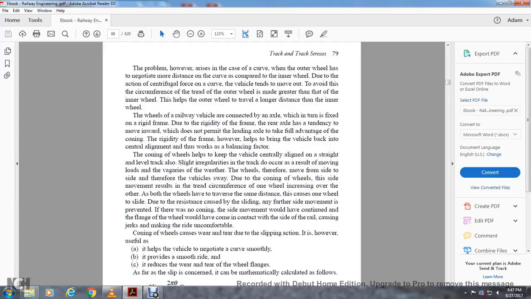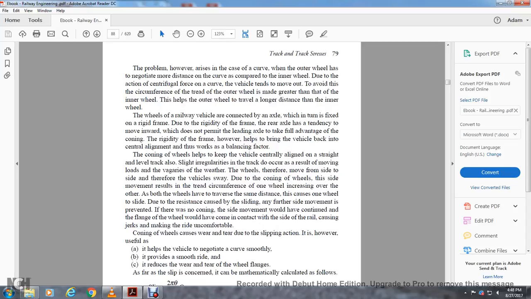The coning of the wheels helps to keep the vehicle centrally aligned with the straight and level track. Also, since slightly irregular track does occur due to moving loads and vagaries of the weather, the wheels move from side to side and therefore the vehicle sways. Due to the coning of the wheels, the side movement results in the tread circumference of one wheel increasing over the other. As both wheels traverse the same distance, this causes one wheel to slide. The resistance caused by the sliding prevents any further side movement. If there were no coning, the side movement would have continued, and the flange of the wheel would come in contact with the side of the rail, causing jerks and making the ride uncomfortable.